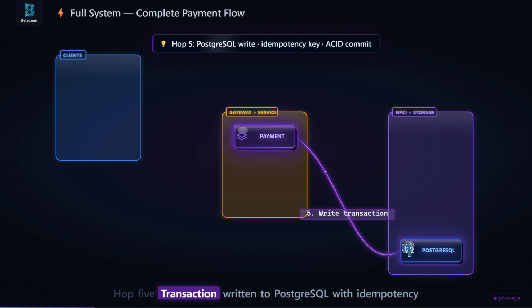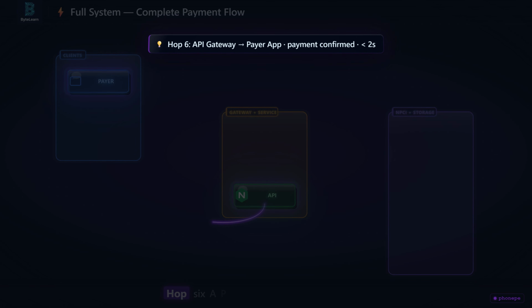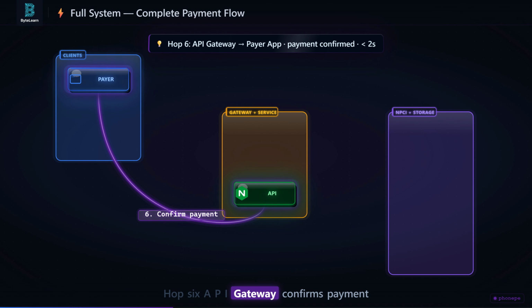Hop 5, transaction written to PostgreSQL with idempotency key, status processing, success. Hop 6, API gateway confirms payment to payer app, push notification sent, under 2 seconds total.